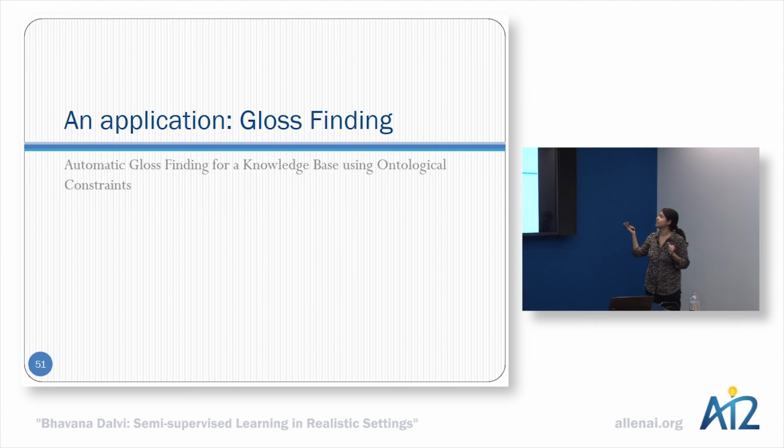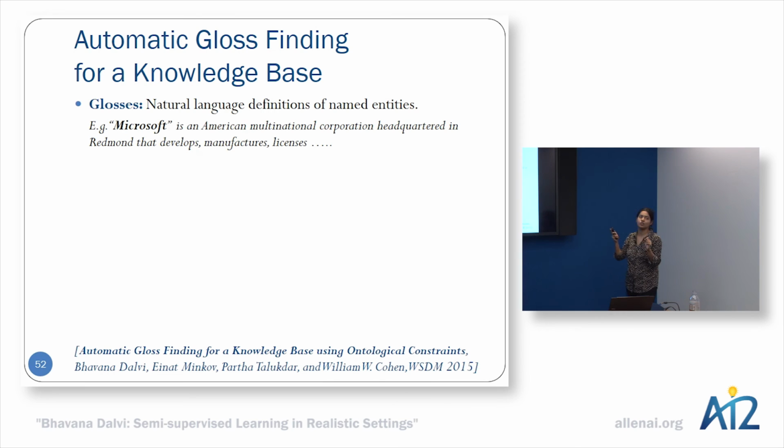So we had a team at CMU working on information retrieval. They wanted to use our NELL knowledge base, but it doesn't have any glosses, so it cannot be used for many NLP tasks. And we started working on generating such glosses automatically. What I mean by glosses is natural language definitions for named entities.